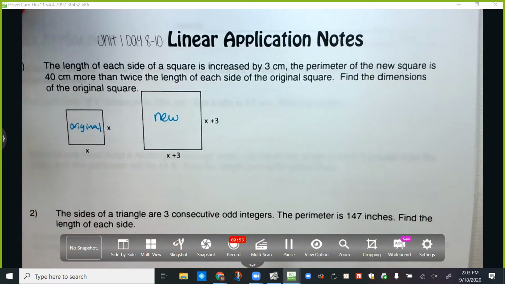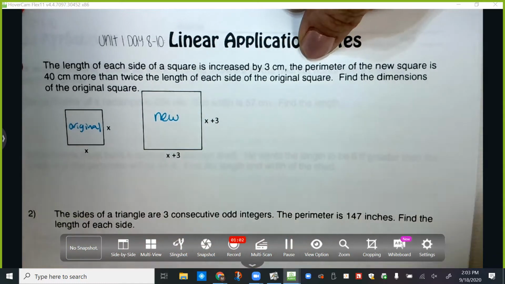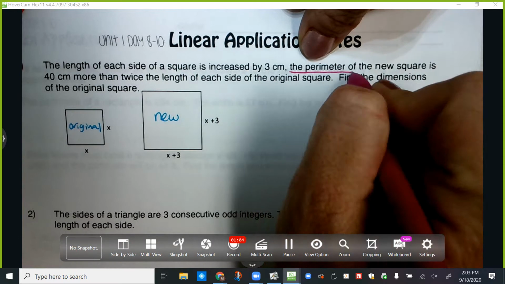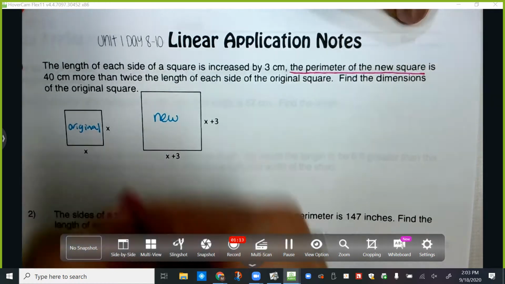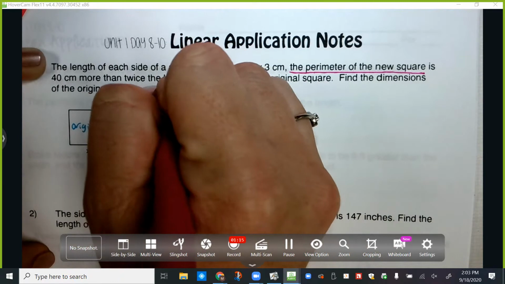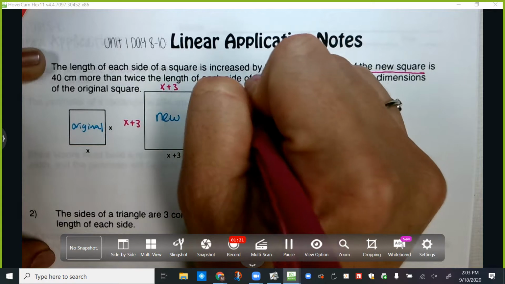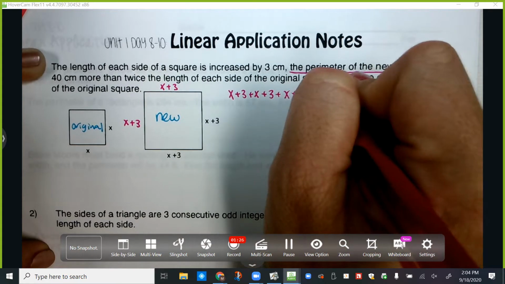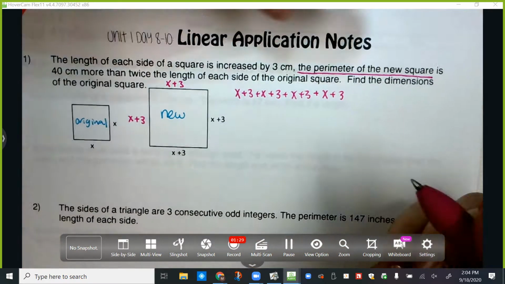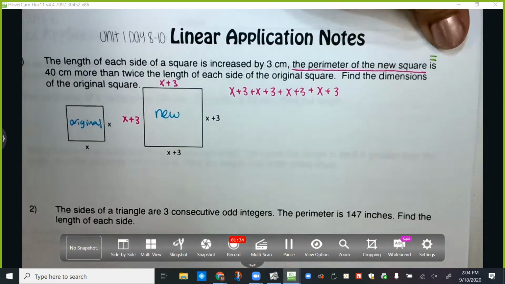So I'm looking for x because I want to know what this is. One step at a time, we're going to start here because all this is telling us is the difference between the two squares. It says the perimeter of the new square. How do you find perimeter? Add up all the sides. So if this is x plus 3, this is x plus 3, this is x plus 3, this is x plus 3, I'm going to add all the sides: x plus 3 plus x plus 3 plus x plus 3 plus x plus 3. 1, 2, 3, 4. I want you to realize the word is means equals in word problems.